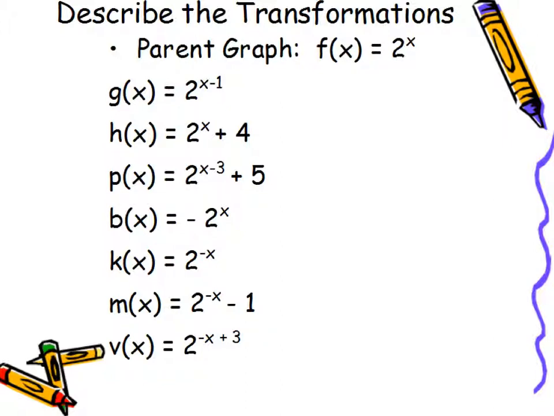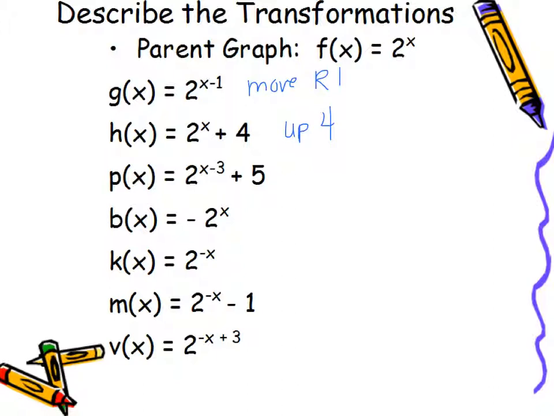So in this case, that would take my parent graph and it would move right 1. Okay, on this next one we have a plus 4. That's out there at the end, so that moves it up and down. In this case, it's going to move it up 4. And what it's doing is just moving everything. It takes all the ordered pairs, takes the asymptotes, everything, it just shifts them.